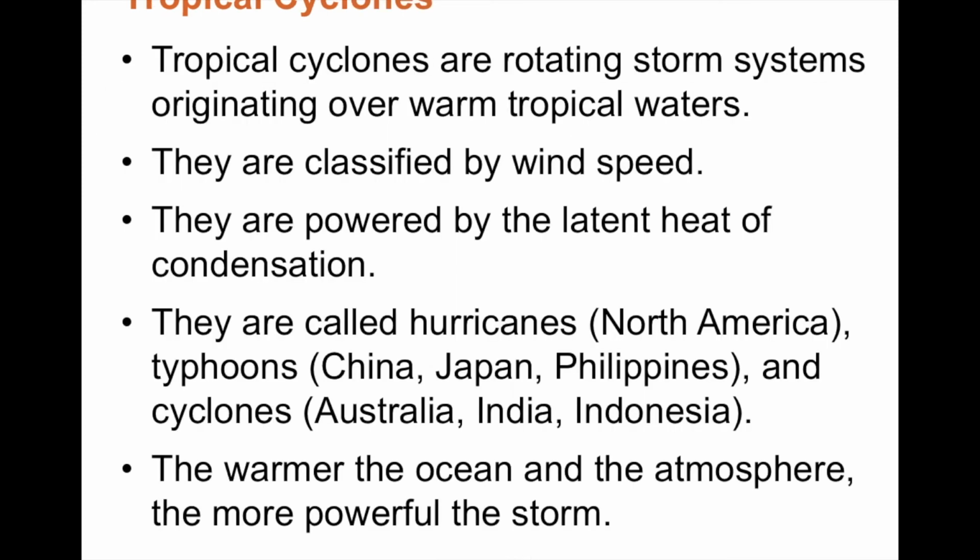Tropical cyclones are rotating storm systems that originate over warm tropical waters. They're classified by wind speed and are powered by the latent heat of condensation off the warm ocean. In North America, we call them hurricanes. In China, Japan, and the Philippines, we call them typhoons, and we call them cyclones in Australia, India, and Indonesia. The warmer the ocean and the atmosphere, the more powerful the storm.